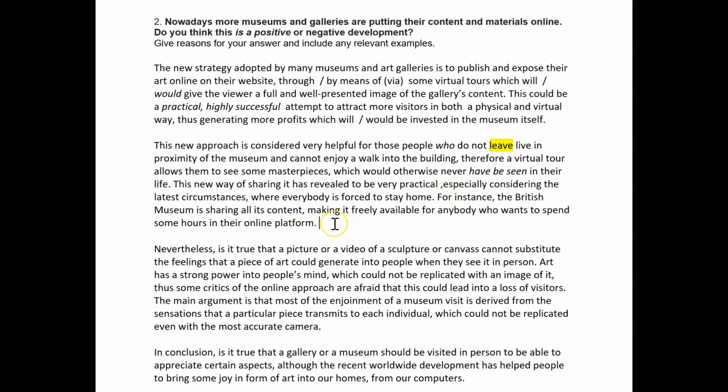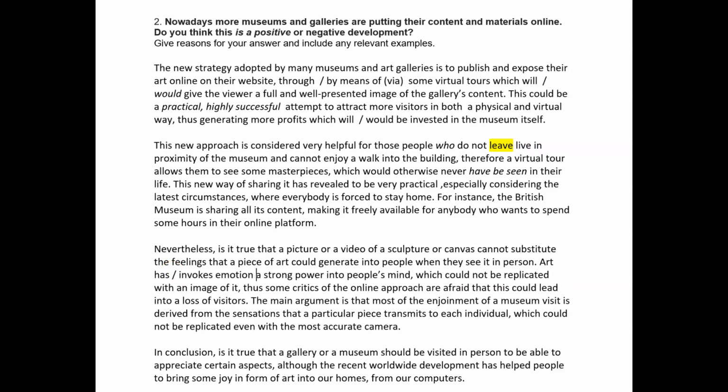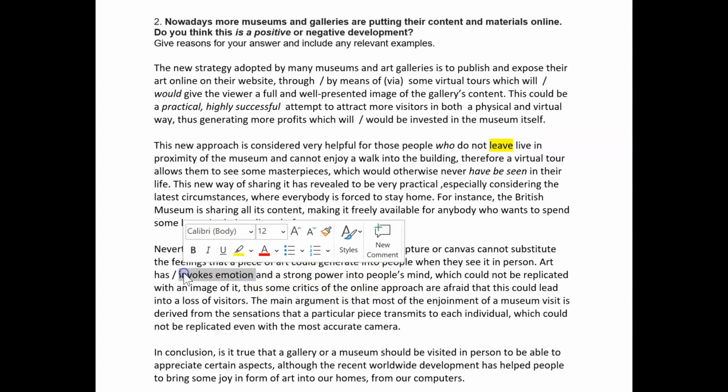Fabulous. So you've got your example in there. Absolutely lovely. Really great writing, Virginia. Really, really lovely. Good. Nevertheless, it is true that a picture or video of a sculpture or canvas cannot substitute the feelings that a piece of art could generate in people when they see it in person. Art has a strong power. Rather than has, let's go invokes emotion and a strong power into people's minds. Just giving it a little bit more here. It's a lovely, lovely sentence.